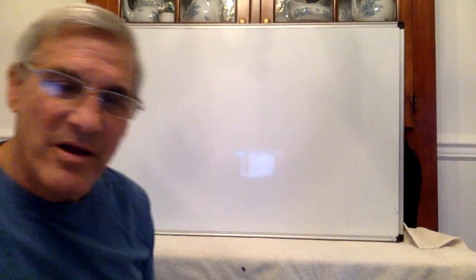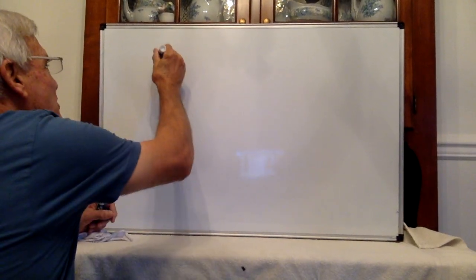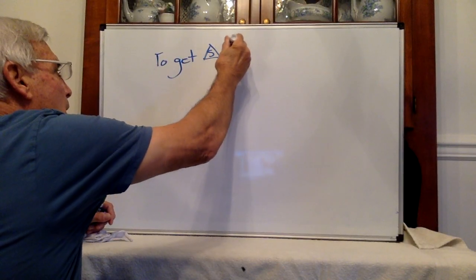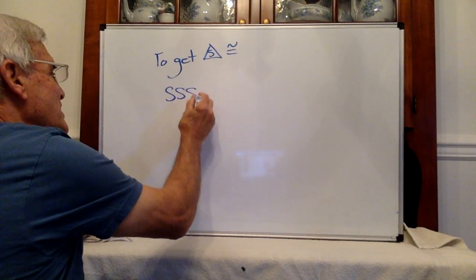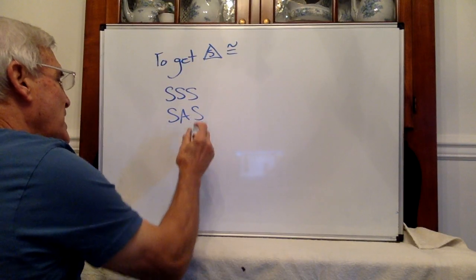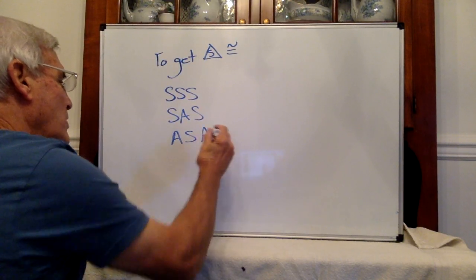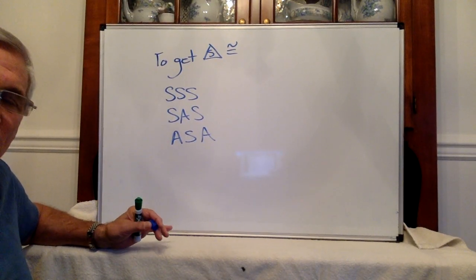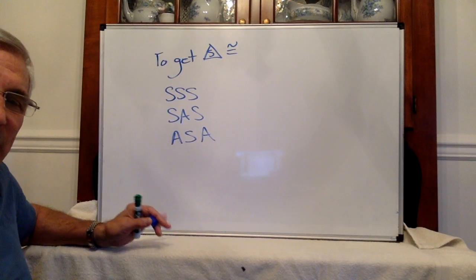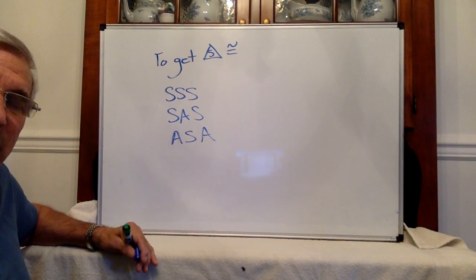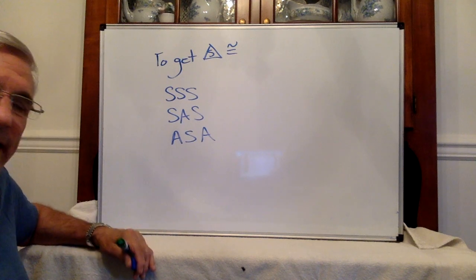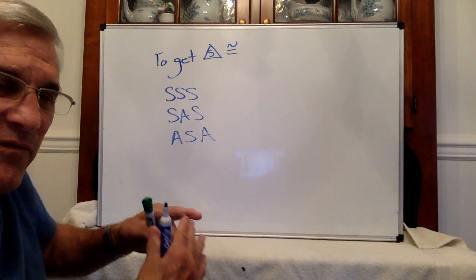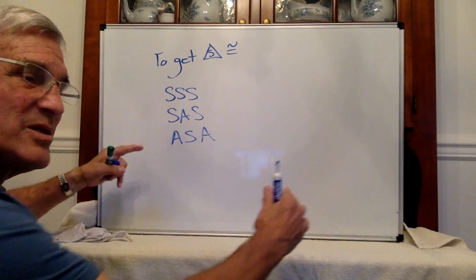So you now have 4 ways of getting triangles congruent. You have side, side, side, side, angle, side, and angle, side, angle. These will work for any 2 triangles. If you get all 3 sides congruent, the triangles are congruent. If you get a side, the included angle, and a side congruent, the 2 triangles are congruent. And ASA, 2 angles and the included side. Remember, the included angle is the angle formed by the 2 sides that are congruent.